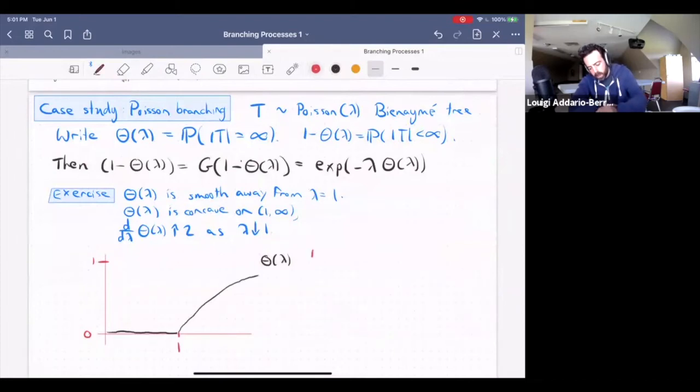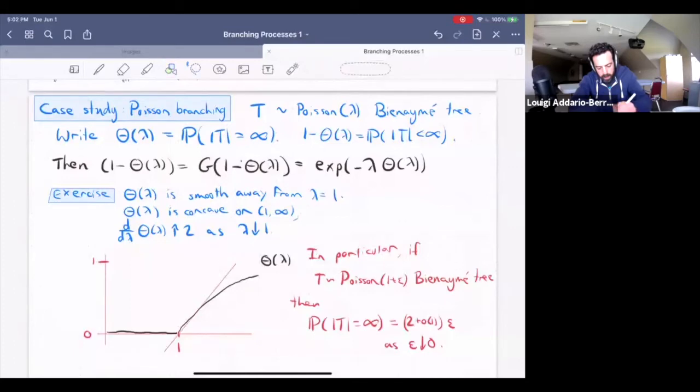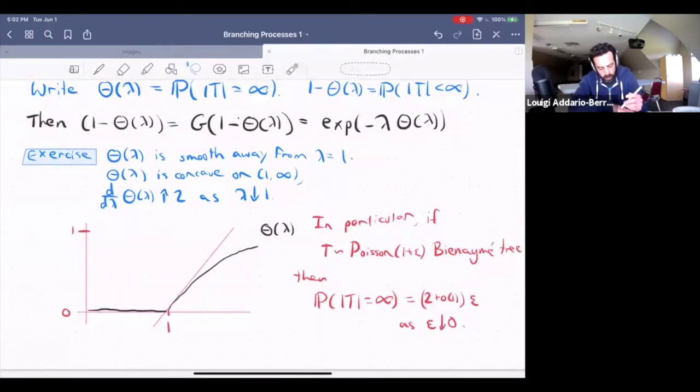And so in particular, this means that we'll be interested in this case a little later in the course. So if we just look just above, so when the mean is just above one, so if T is a Poisson(1 + epsilon), then the probability that it's infinite is like 2 + o(1) times epsilon as epsilon decreases to 0. Okay, so that's just saying that this curve has slope 2 from the right at the value 1 there. I haven't quite drawn a line of slope 2, but anyway.